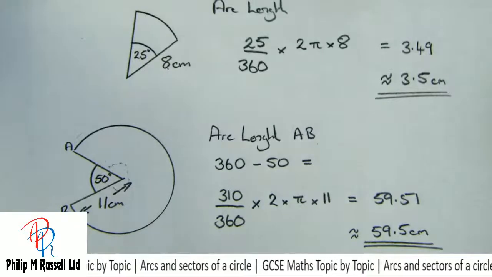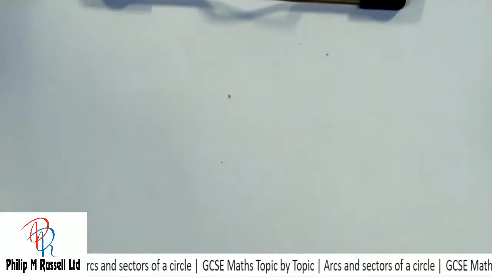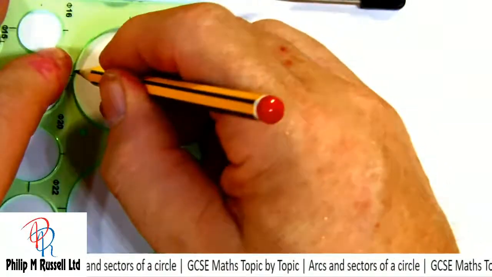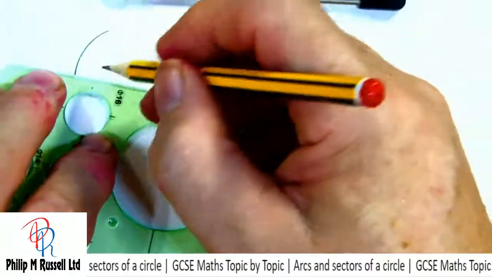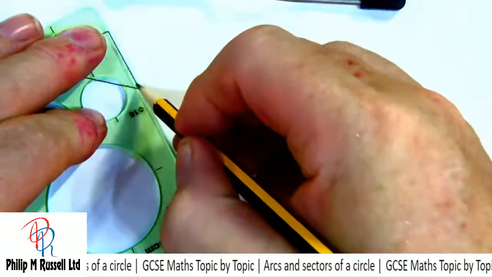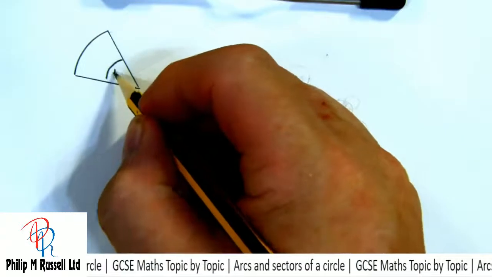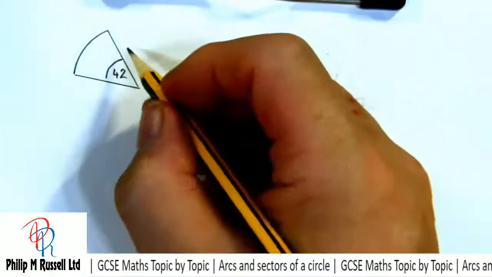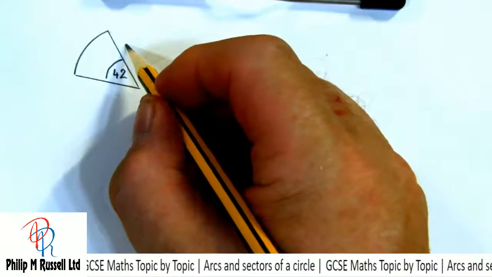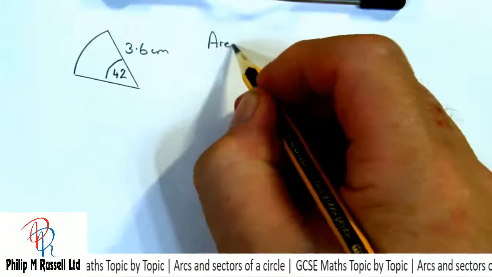Now we can do the same, but this time we can look at area. So let's have a look at area of some sectors. To look at the area of a sector, we would be given, perhaps in the same way, some sort of diagram like this, and we'll choose an angle. Let's say we get 42 degrees, and this is going to be 3.6 centimeters, and we're asked this time to work out the area of a sector.